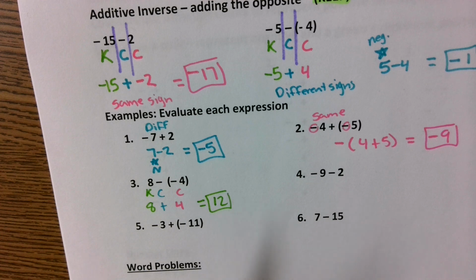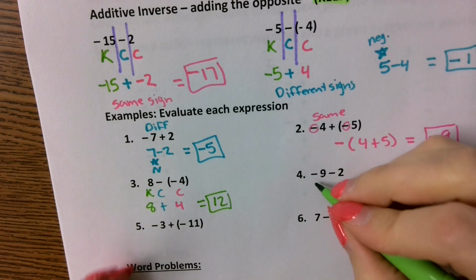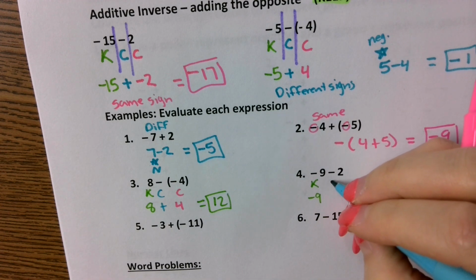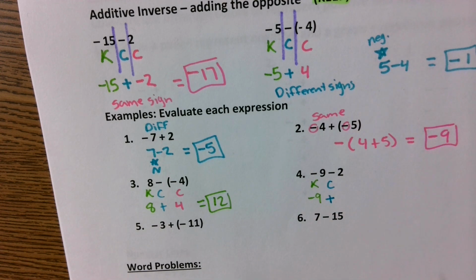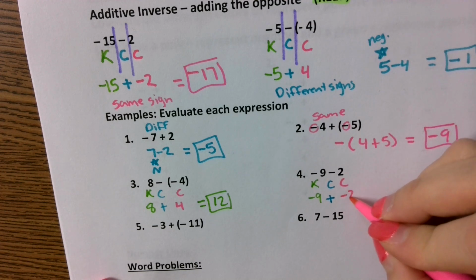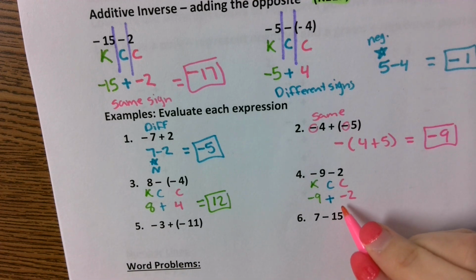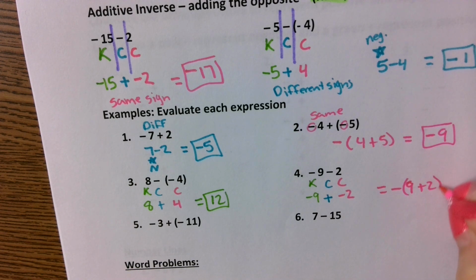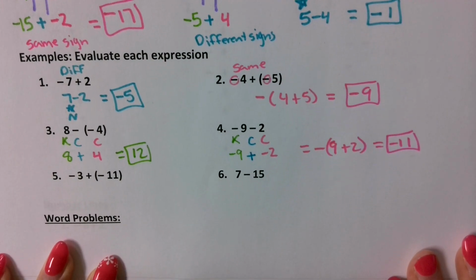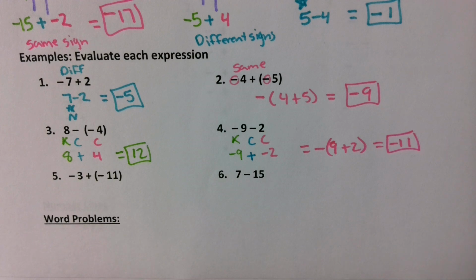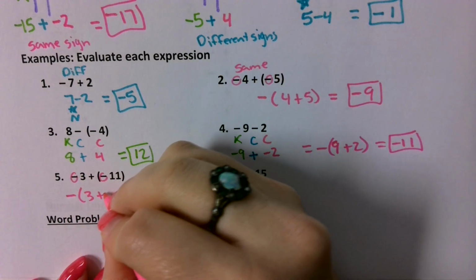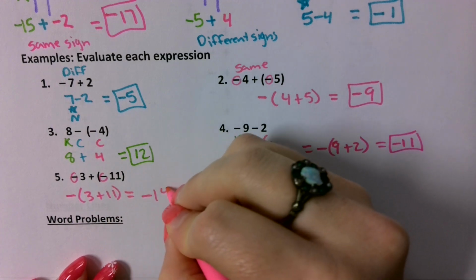For problem number 4, again, we're going to have to do our keep, change, and change. So we're going to keep the negative 9. We're going to change subtraction into addition. We're going to change the 2 into a negative 2. Again, these are now the same sign, so we're just going to add them together and keep the sign. So 9 plus 2 is 11. We're going to keep it a negative 11. For problem number 5, they are the same signs. So we're just going to add the 3 and the 11 together and keep the sign. So we get a negative 14.